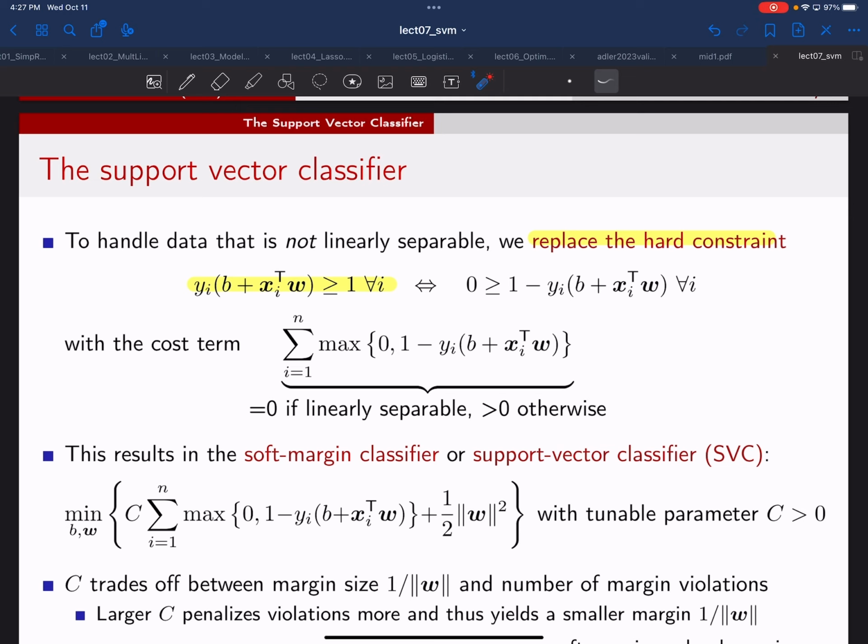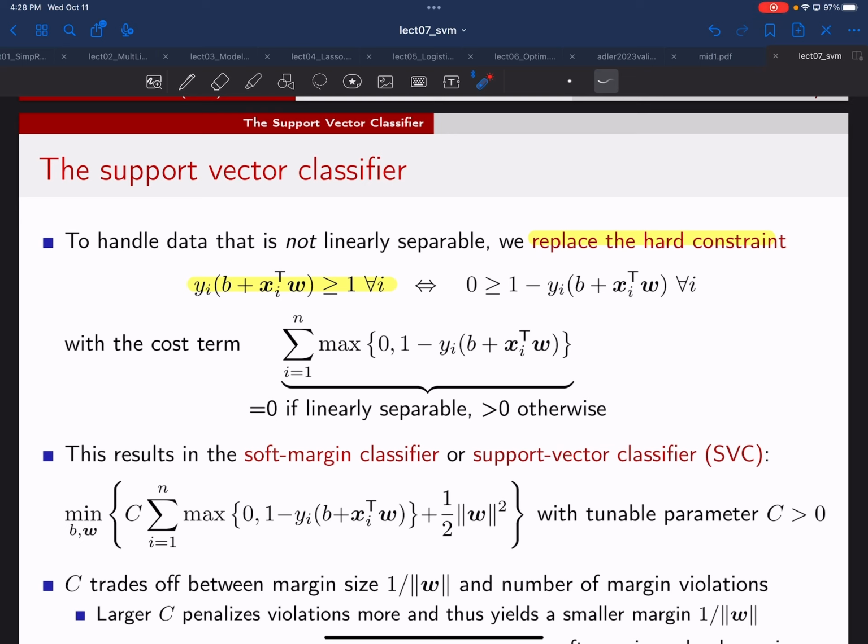In the case that the data is linearly separable, that means that this inequality holds, right? It also means this inequality holds. And in that case, it means that this quantity is less than or equal to 0. So in that case, when I take the max of 0 and this quantity, which we said is less than or equal to 0, the max will return 0, right? So in other words, whenever the data is linearly separable, this whole cost will equal 0.